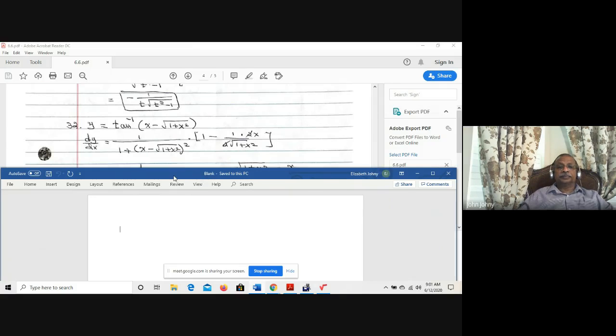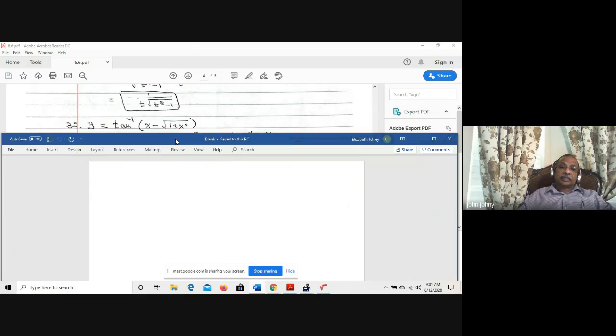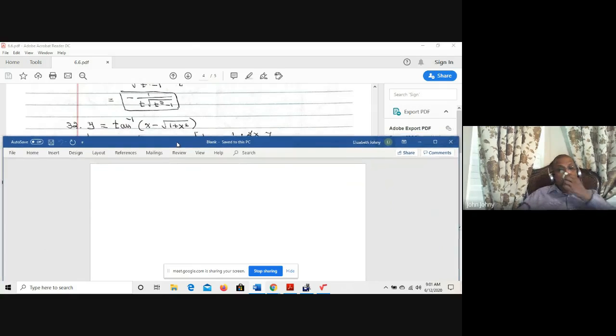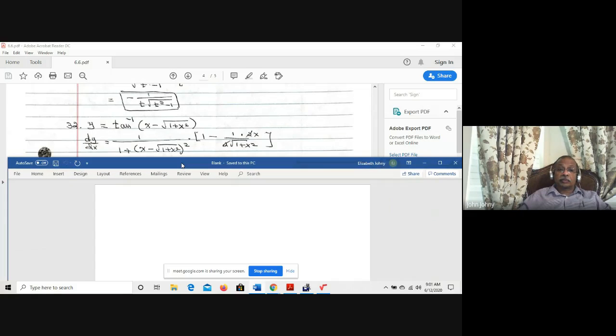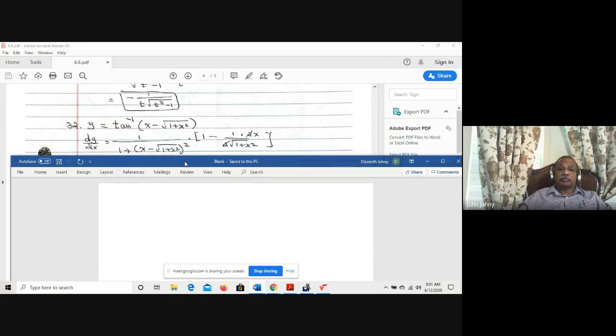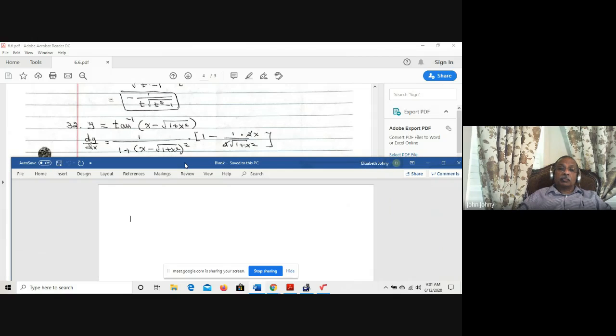32. Y is equal to tan inverse x minus square root of 1 plus x square. And here also, the differentiation is not difficult, but algebra is a little difficult. So 1 over 1 plus x square, that is a formula for tan inverse x. So here it is 1 over 1 plus the argument square. So x minus square root of 1 plus x square square. Now you have to multiply that by the derivative of x minus square root of 1 plus x square.